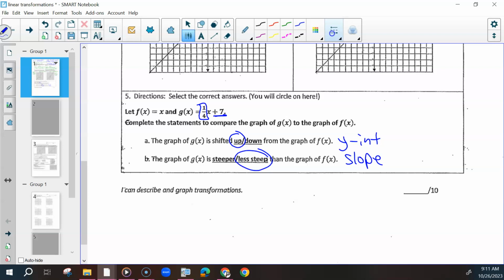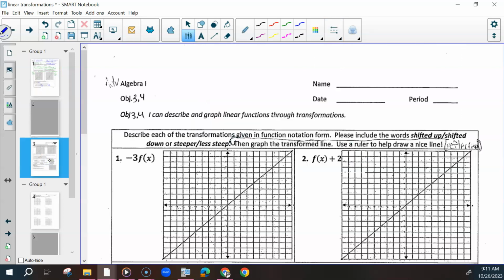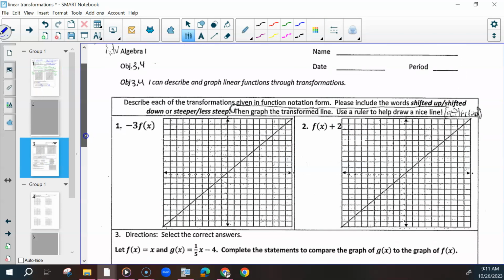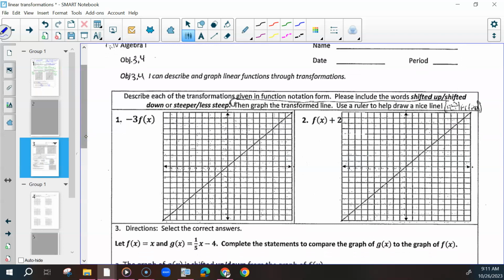Go on to the next page. After we finish this page, we will stop for today. Now, these are similar questions, so this should move a little faster now that we know the words. So number 1 and 2 on this page is asking us to not only describe, but also graph the line. So this one, we have to graph the line, not just a couple points.